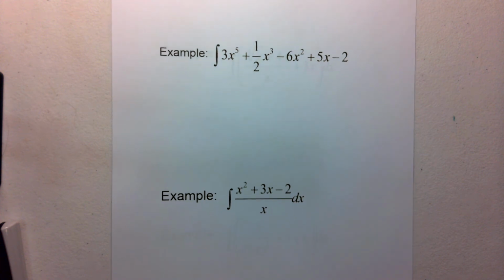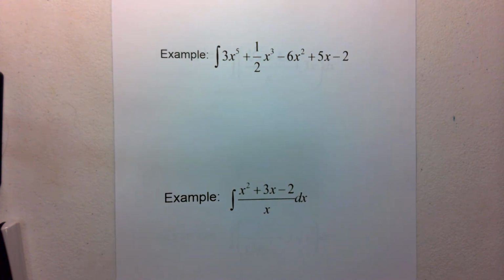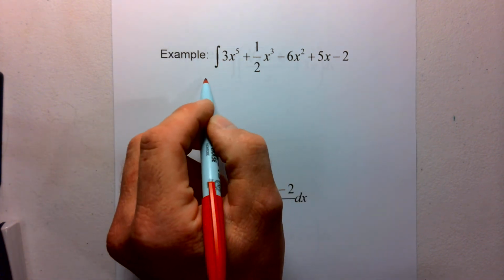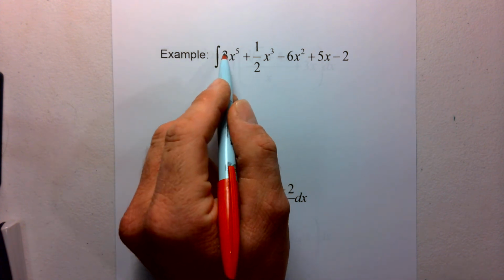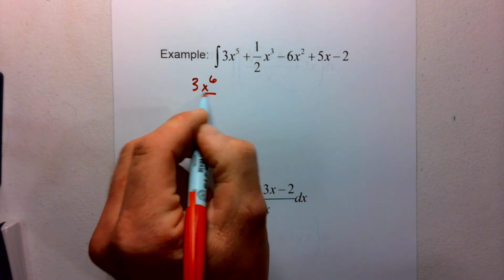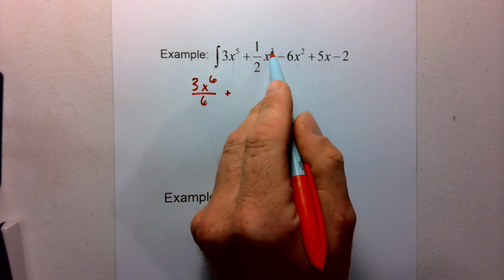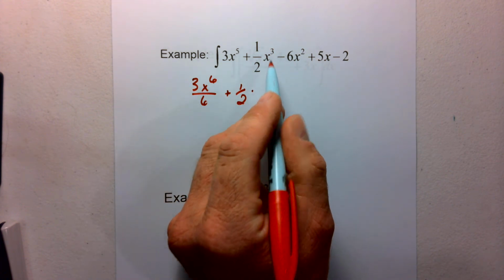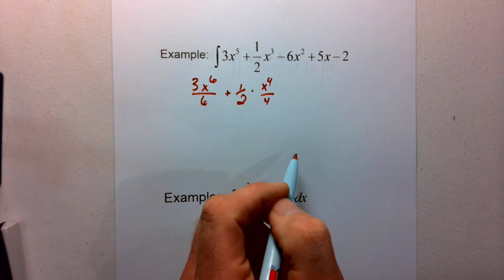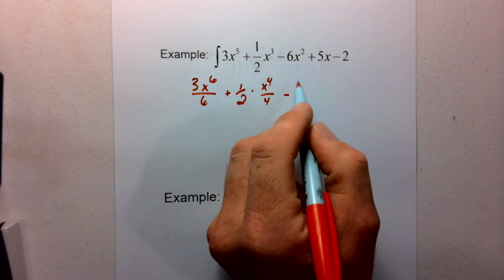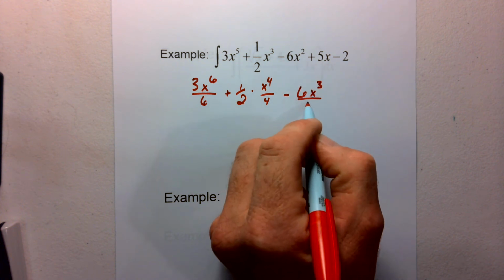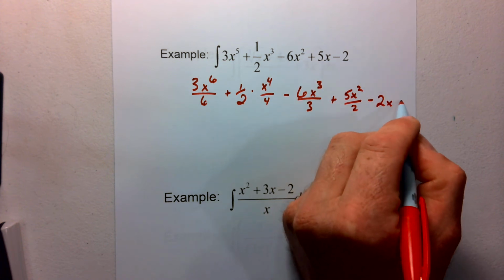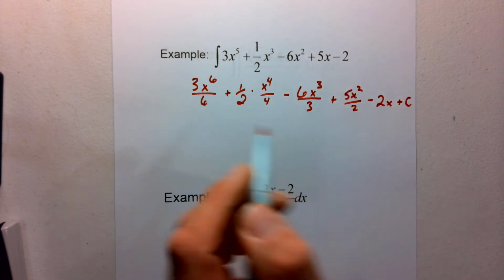So let's go ahead and look at some examples. We've got just a few of them here. Shouldn't take us a miserable amount of time to get through. So we're going to integrate 3x to the fifth, and so on. I'm going to increase the exponent by 1 and divide by that new exponent. So I get 3x to the sixth over 6 plus, increasing the exponent by 1, I have 1/2 times that. I can leave the 1/2 out there. I can increase the exponent by 1 and divide by that new exponent. 6x squared gives us 6x to the third over 3 plus 5x squared over 2 minus 2x, and then we don't know what constant was out there, so plus c.